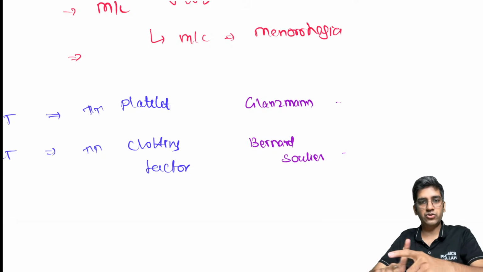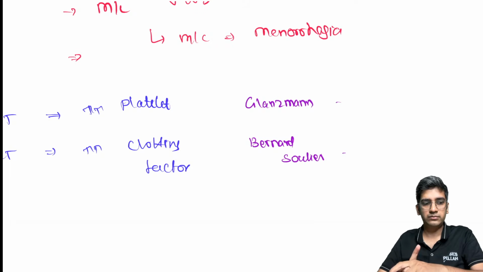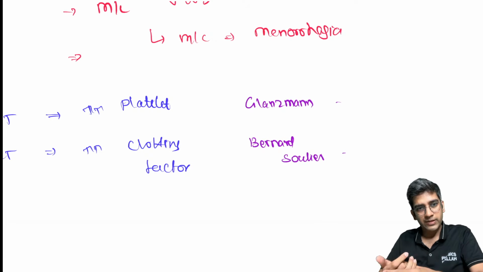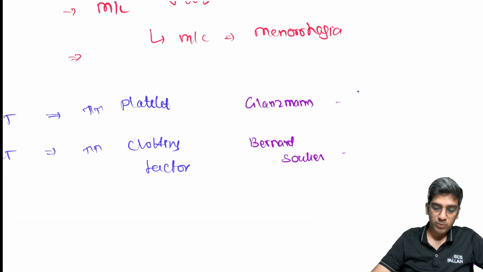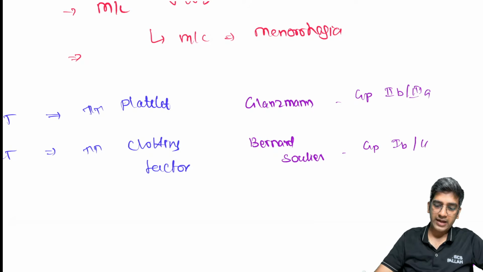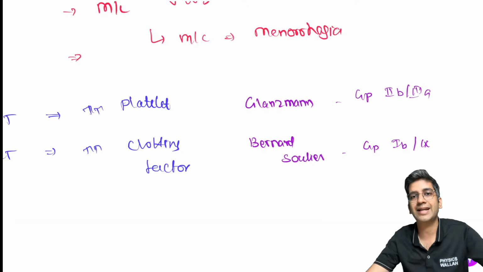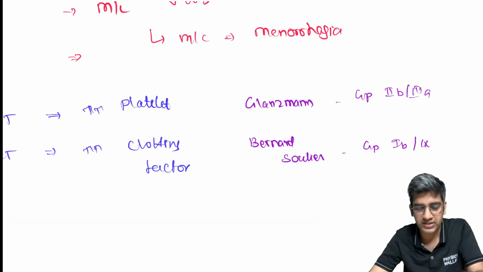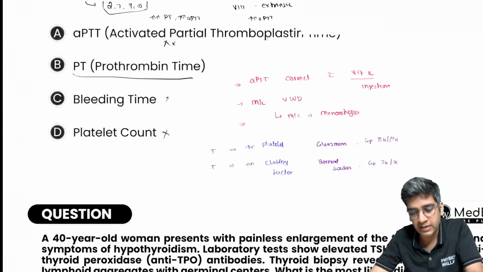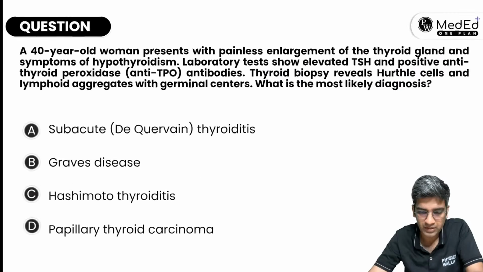Glanzmann defect and Bernard-Soulier defect. In Glanzmann, you have a defect in glycoprotein 2B3A. In Bernard-Soulier, you have a defect in glycoprotein 1B9, right? 1B9 defect is Bernard-Soulier and glycoprotein 2B3A defect is Glanzmann thrombasthenia. Fine. These are few things which might come in the exam. Do remember them. Okay. Next question.